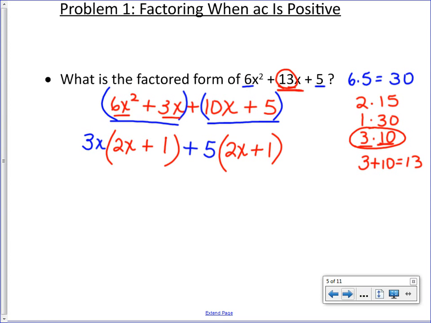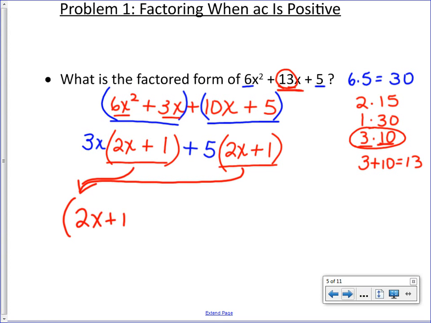Now, notice, what I have here in red is the same term. So let's pull out that greatest common factor, and that will be one of our factors, 2x plus 1. And then what you see remaining in the blue is going to be our other factor, 3x plus 5. And I won't take time to use FOIL to check it to make sure we get the original trinomial right here, but you can always use FOIL to check your answers to make sure that it does generate the polynomial.